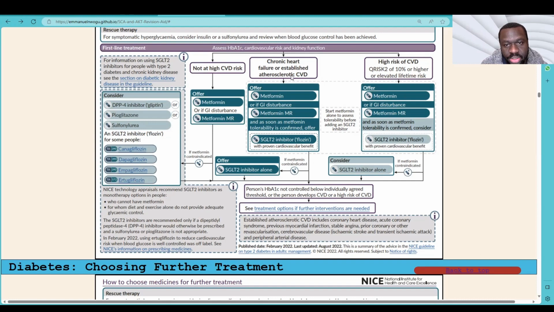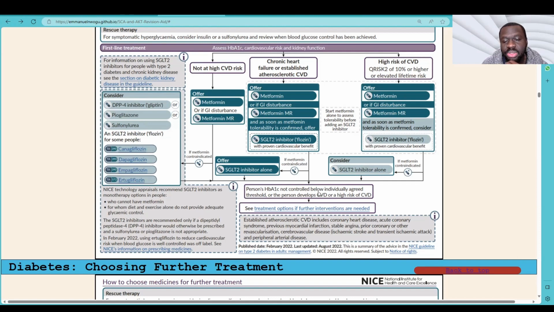In those with heart failure or significant established cardiovascular risk, if metformin is contraindicated, for instance if a patient has non-alcoholic liver disease, then obviously we need to be offering an SGLT2 inhibitor alone. And then we can go there.